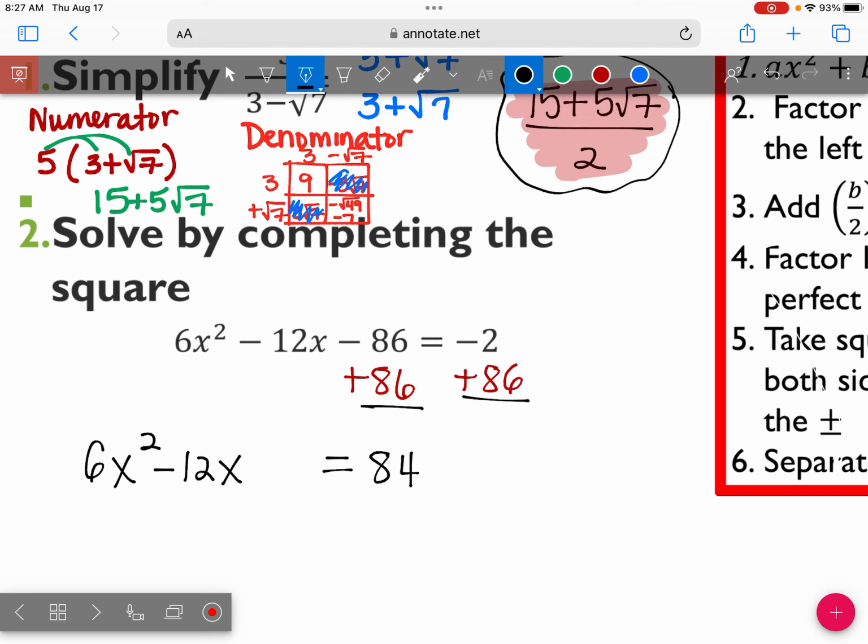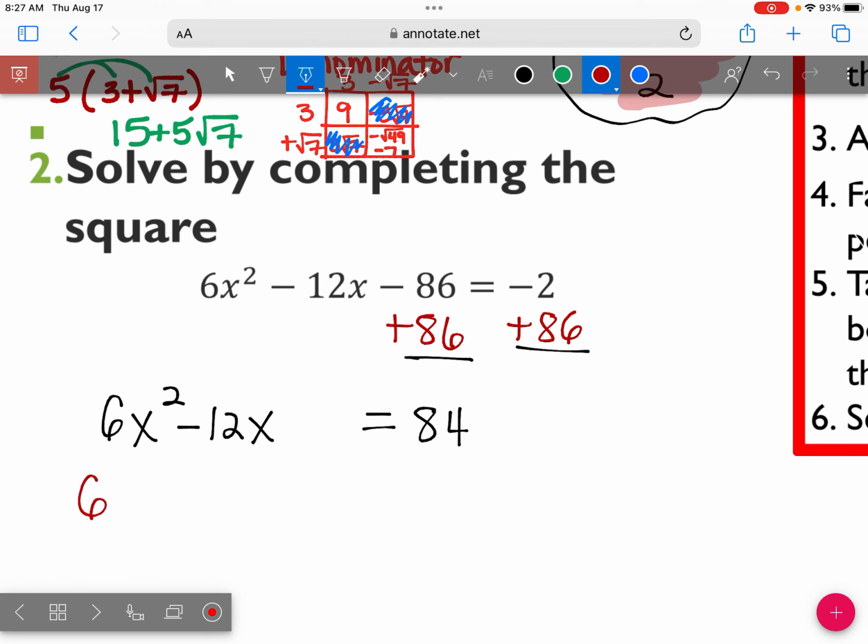Step number 2 is take the 6 out of only the terms on the left. So the terms on the left, these two terms, we're going to divide by 6. So that 6 comes out, and we're left with x squared minus 2x equals 84.